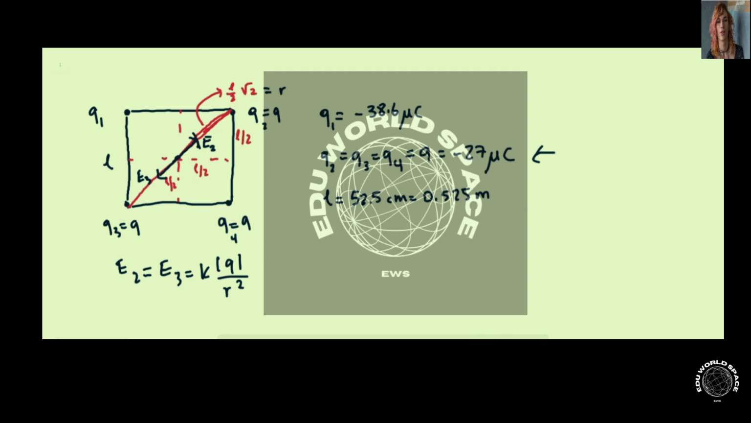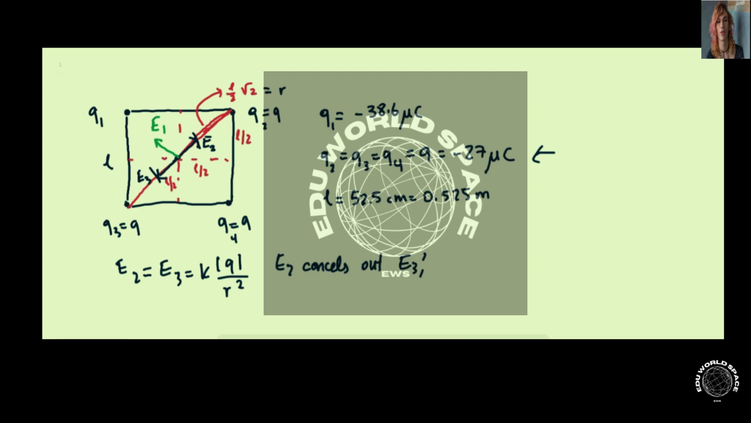So you're going to see that E2 equals E3. Therefore, they're going to cancel each other out, so we don't have to take them into account. E2 cancels out E3. Then we are only left with 2 contributions, let's call it E1 due to Q1. Let's show the direction of that one. E1 is going to be towards Q1 because Q1 is also negative, right? This is going to be the direction of E1.